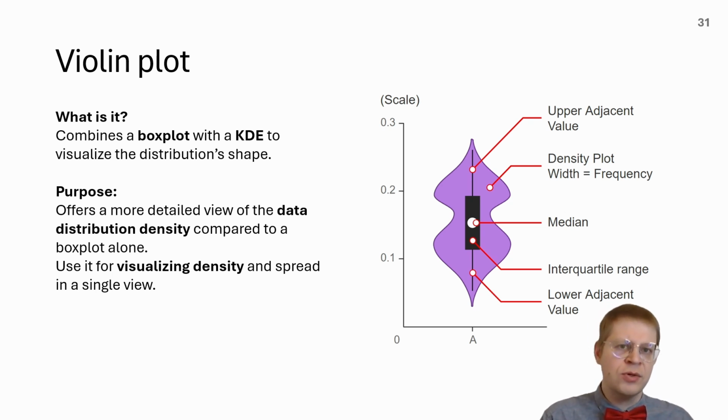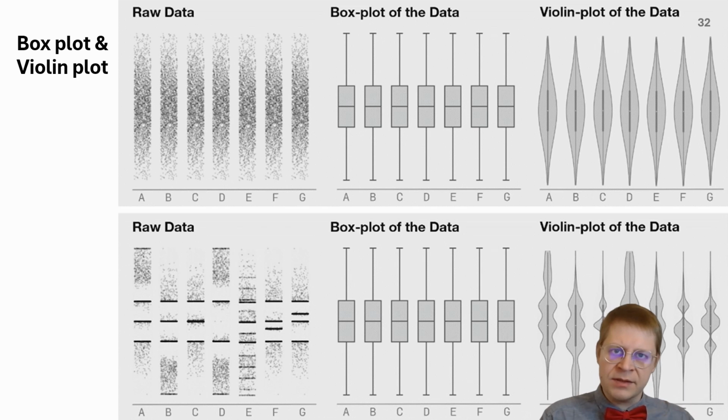This combination not only shows the 5-number summary, but also provides a visual representation of the data density. And for data sets with complex distributions, a violin plot can reveal nuances that a simple box plot might miss, offering a more complete picture of the data's shape.